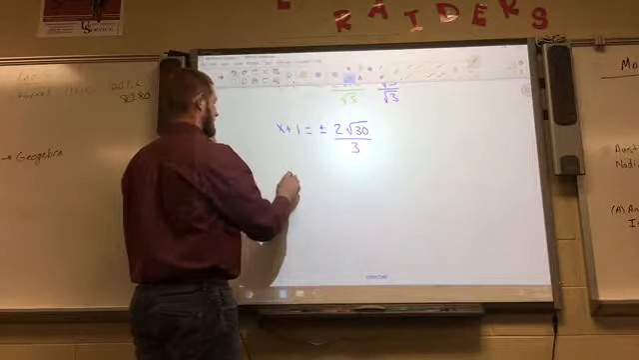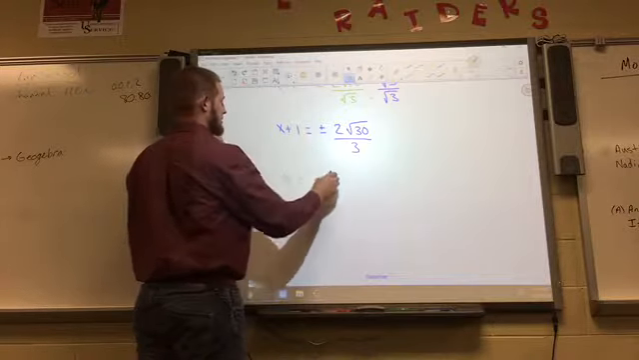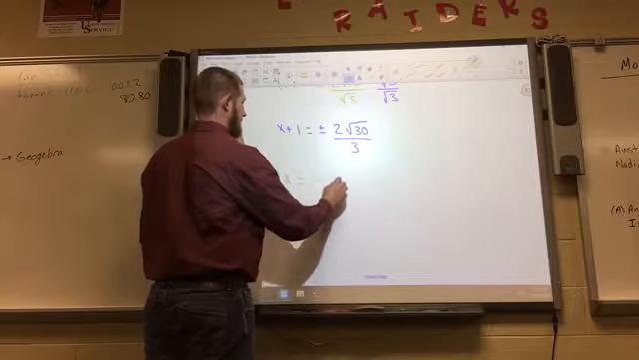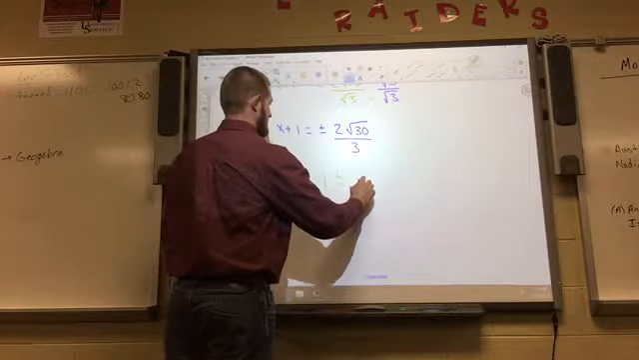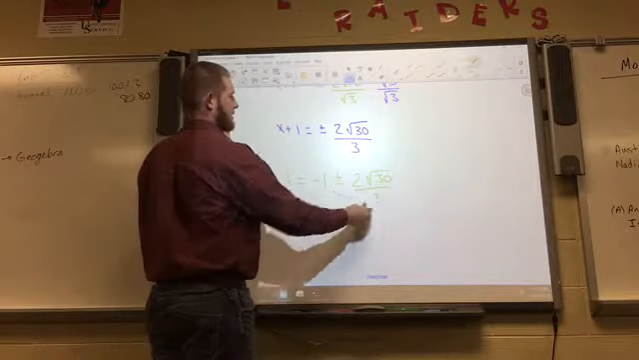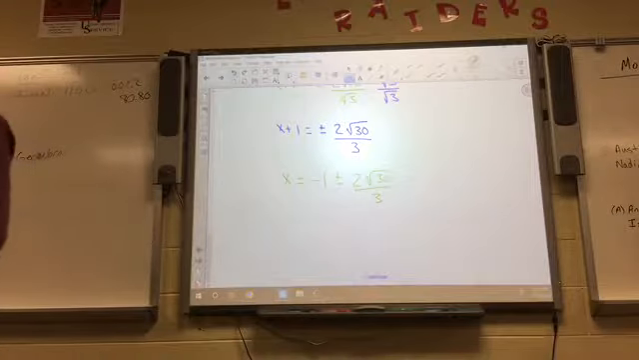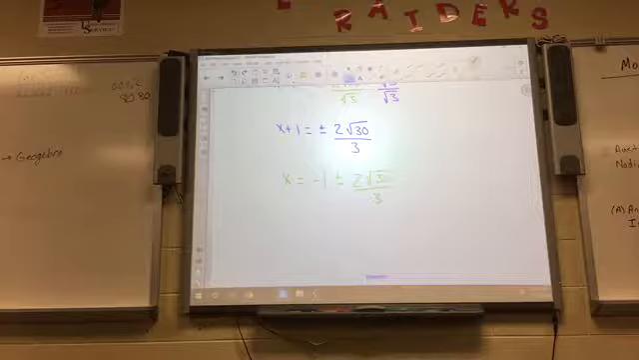Now I also want you to be careful. The correct form to write this in is -1 plus or minus 2 square roots of 30 over 3. You want to put that radical on the right side. Why? That's just standard form. Same reason if you wrote a quadratic, you do x squared plus x plus a number. It's standard form, so everybody's doing it the same every single time. We're all on the same page.